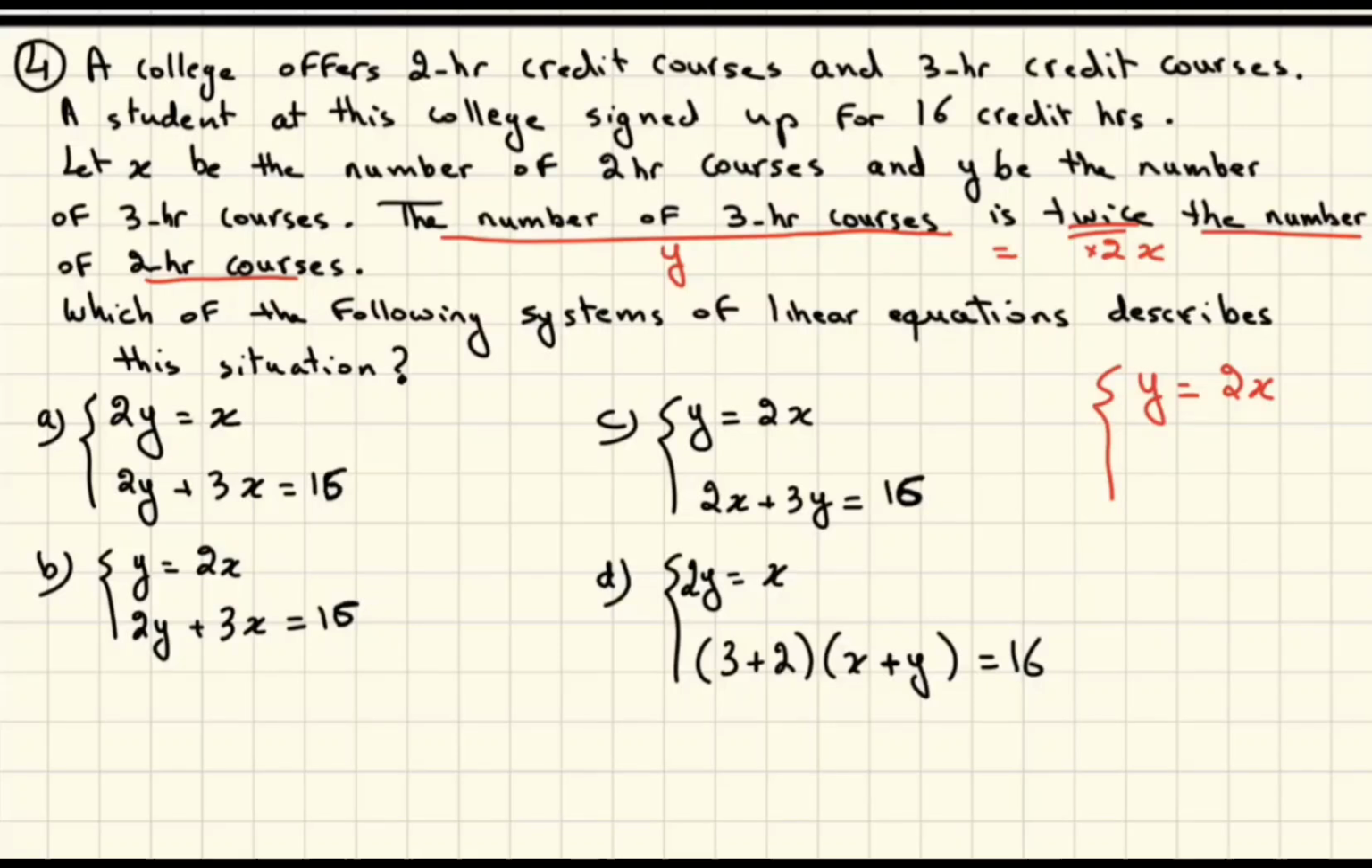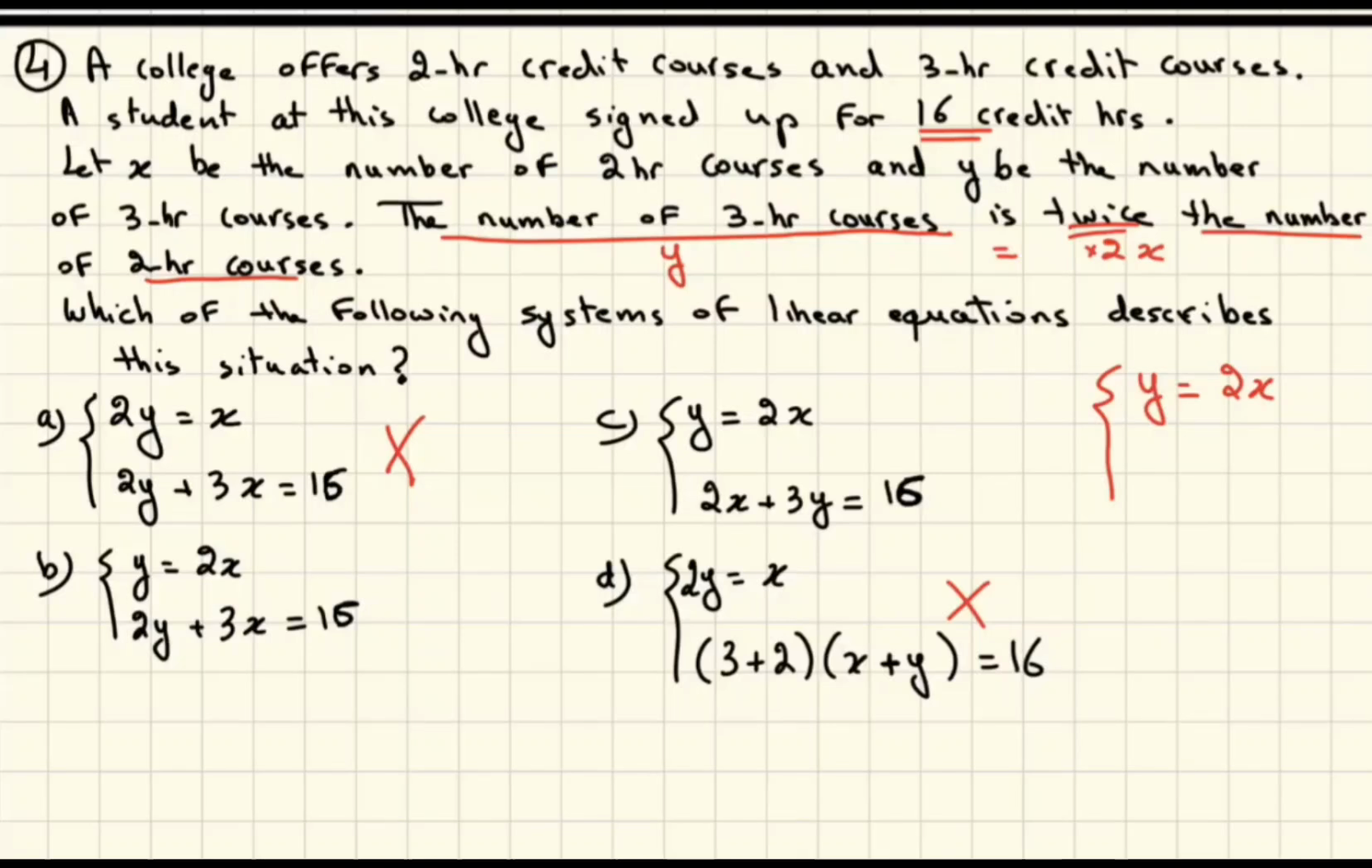So basically, I look at the options. I eliminated this option, I eliminated this one. So I still have either C or B. Now, we're going to go back to where they said a student at this college signed up for 16 credit hours. So I know the total number of credit hours will be 16. Now, if someone is taking two courses of 2-hour credit courses, then in total he or she will have 4 credit hours, right?